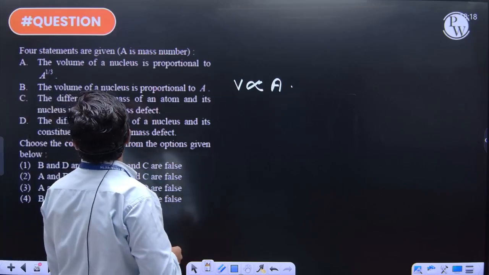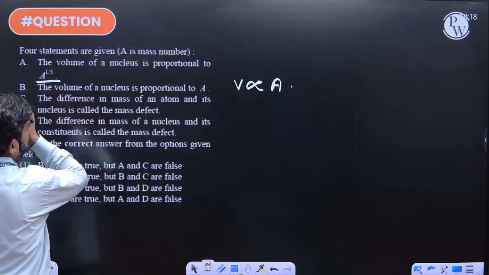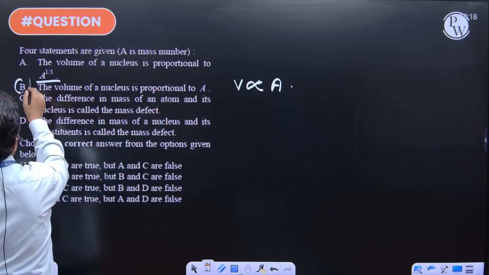Correct? The volume of a nucleus is proportional to A to the power 1 by 3, it is given. The volume of a nucleus is proportional to A. So B is correct.